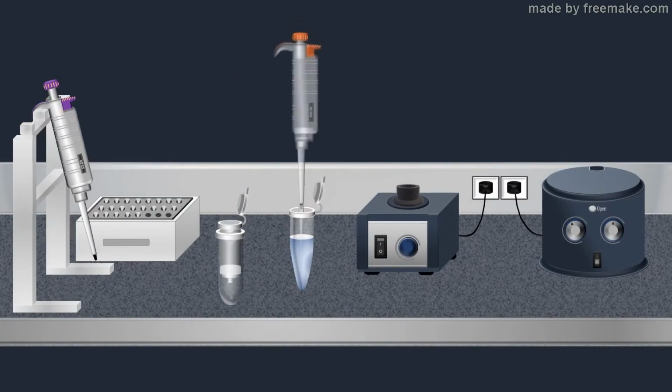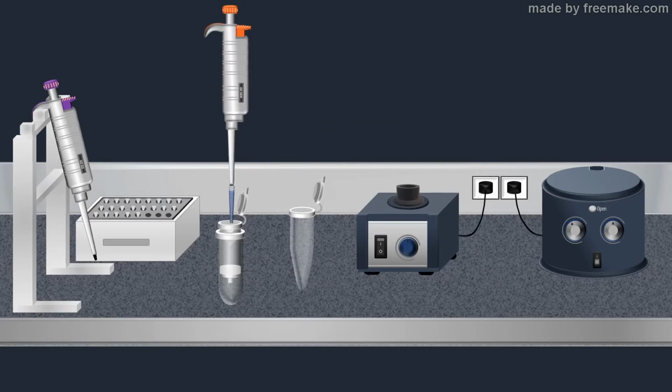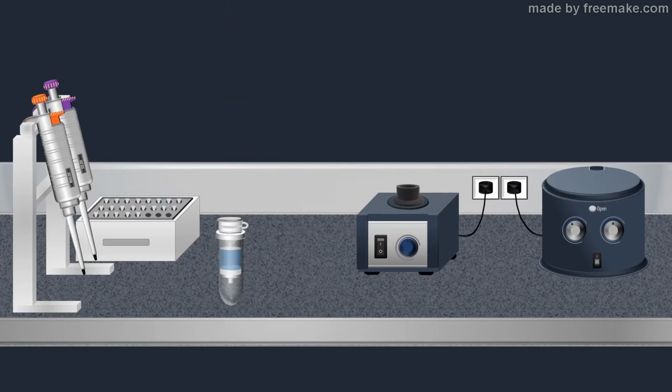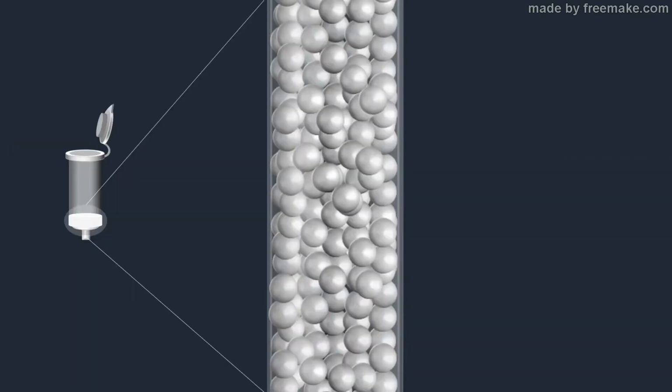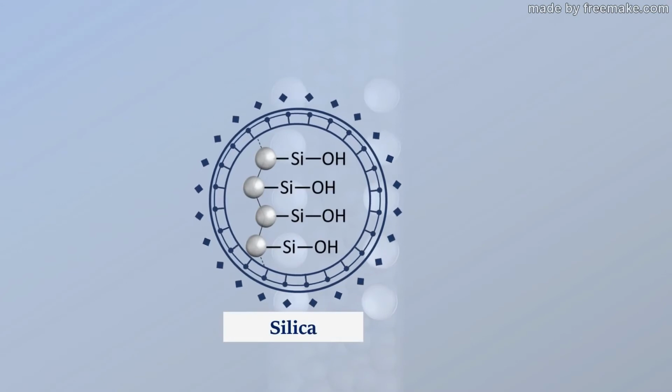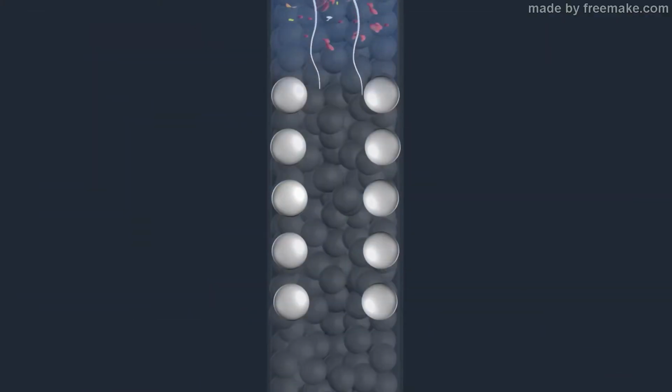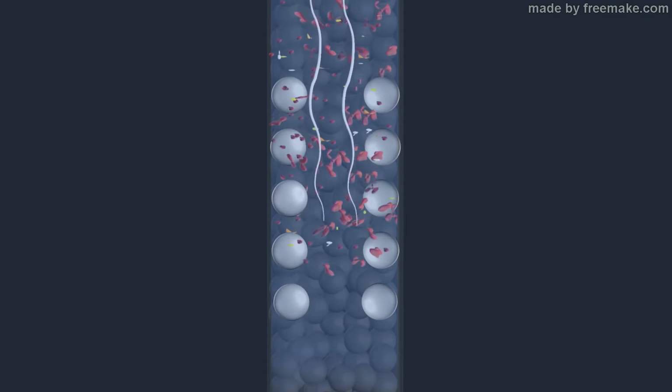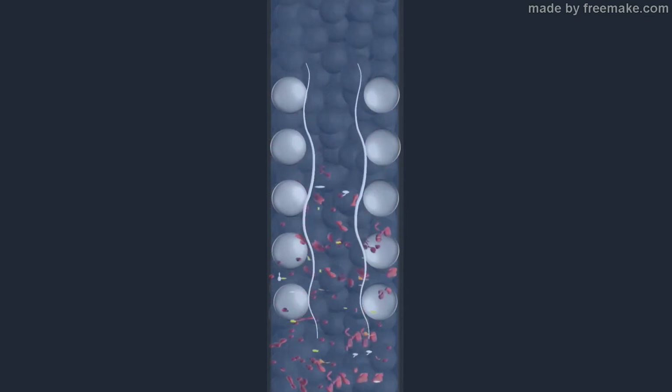The sample is loaded onto the spin column. Then a centrifugation is performed. This procedure is a solid phase extraction method in which the stationary phase consists of a silica matrix. Under optimal salt and pH conditions, RNA molecules bind to the silica gel membrane, and at the same time, protein and other contaminants are not retained.